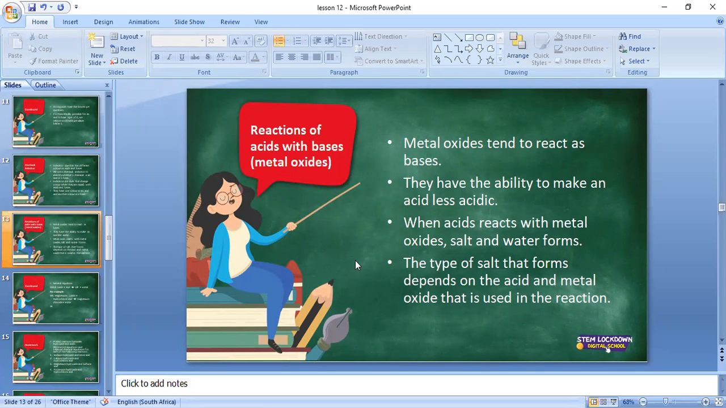So you're going to have a salt, whatever salt, plus H2O. The salt depends on the type of metal oxide that reacted with a certain acid. Are we clear? We're going to get to that now. It was explained that the type of salt that forms depends on the acid and the metal oxide that is used in the reaction. So if we've got a metal oxide that is reacting with an acid, always the answer is a salt and water. It will be salt, that salt, and water. We already know the compound for water is H2O.